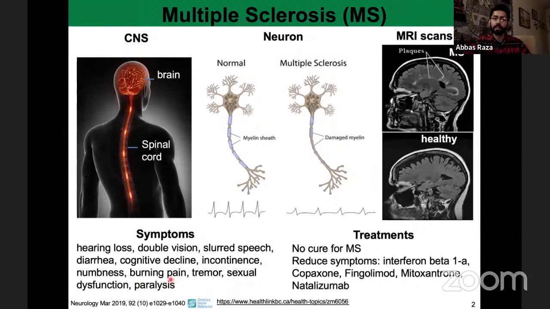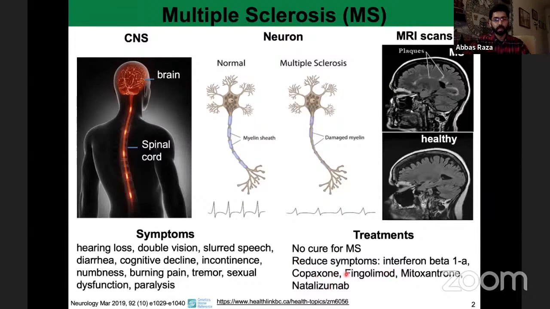And since it targets young adults between the ages of 18 to 30, you can imagine living with this disease for the rest of your life. There's still no cure for MS, and so most of the therapies that have been developed are trying to reduce the symptoms of MS. There are a couple of these which I've mentioned, and I'll just provide more information.